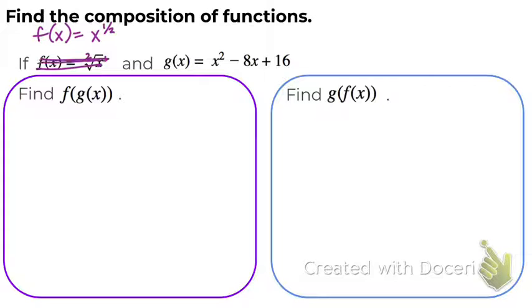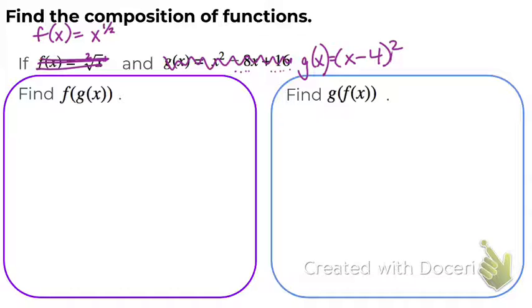The next one, I notice that I can factor it. So I'm looking for two numbers that multiply to give us the last number, add to give us the middle number. I realize that that is -4 and -4. So x minus 4 times x minus 4 is actually x minus 4 to the second power. So this is my new g of x.